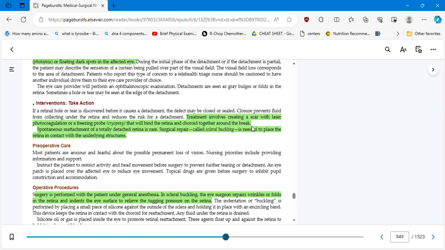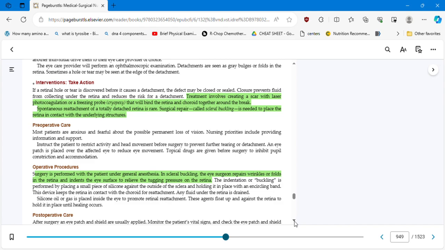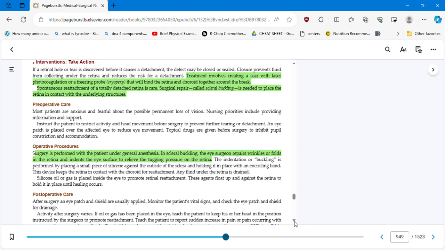Treatment involves creating a scar with laser photocoagulation or a freezing probe that will bind the retina and choroid together around the break. A spontaneous reattachment of a totally detached retina is rare. Surgical repair, called scleral buckling, is needed to replace the retina in contact with the underlying structures. So when somebody is telling you, I see floaters, I see flashing lights, that's immediately you need to go to the doctor to check for retinal detachment, okay?